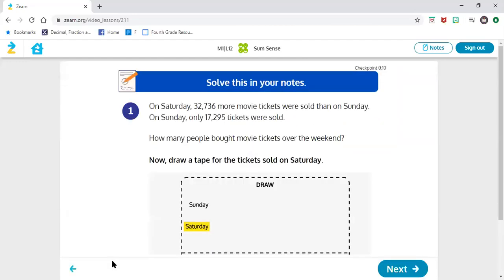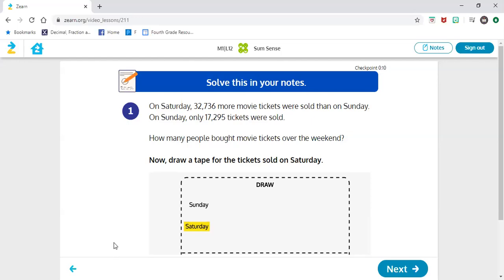All right, so you should have out your notes. And if you don't have your notes at the moment, let's take this time to write down our problem. Our problem today says on Saturday, 32,736 more movie tickets were sold than on Sunday. On Sunday, only 17,295 tickets were sold. How many people bought movie tickets over the weekend?